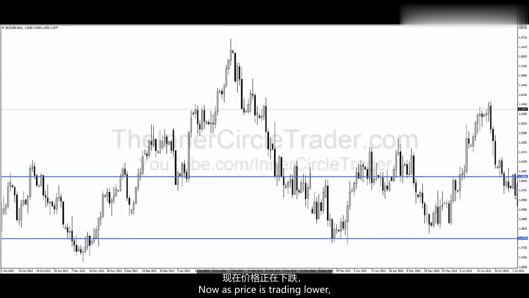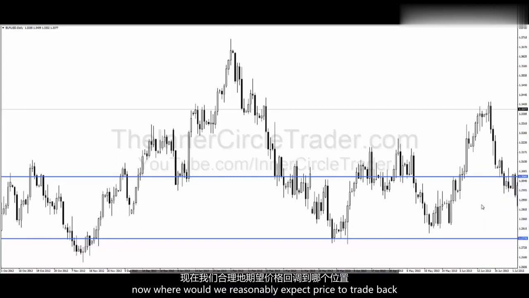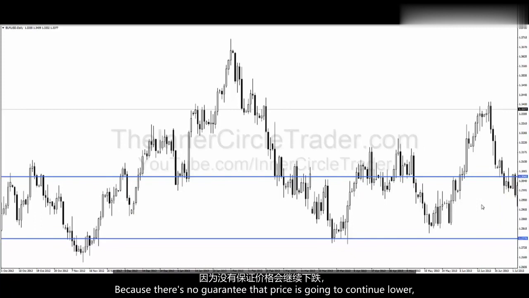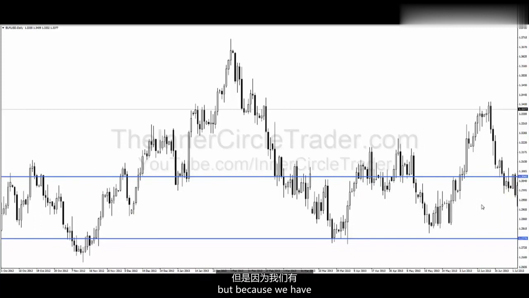Now as price is trading lower, where would we reasonably expect price to trade back down to if it continues at all? Because there's no guarantee that price is going to continue lower, but because we have seen price trade off such a nice move lower, we broke through old highs. So now what we're going to be looking for? Old lows. They are found here. And if price trades through that, where do we go next? These lows. And if price was to trade through these, where would we go next? These lows. Okay? And that's what you're looking for.